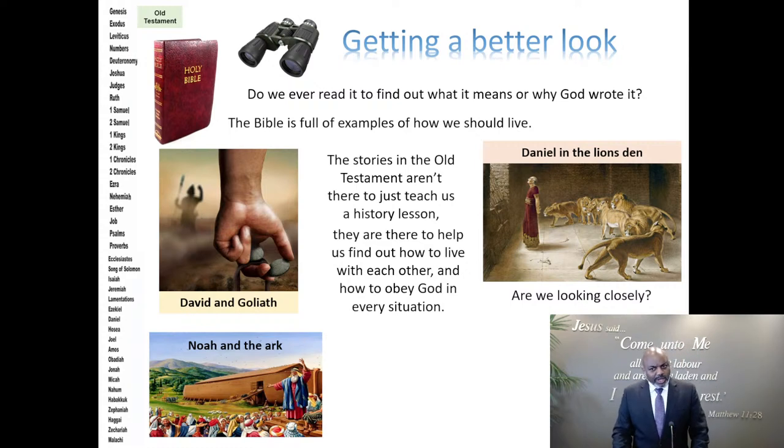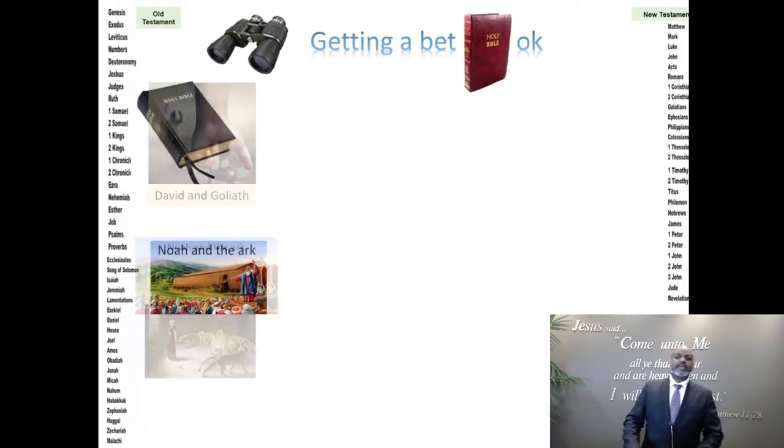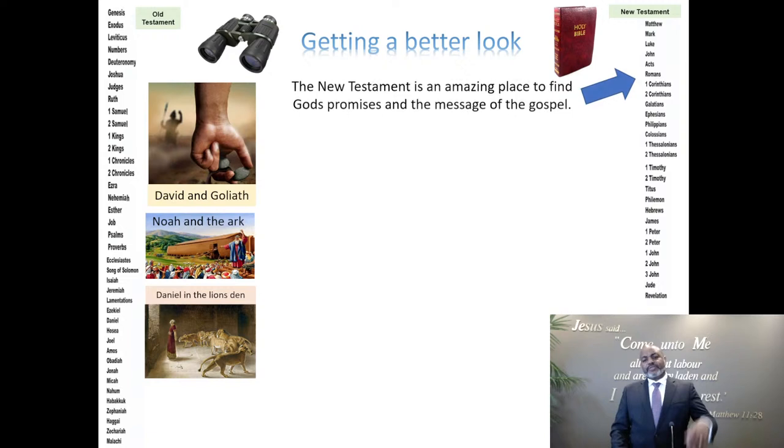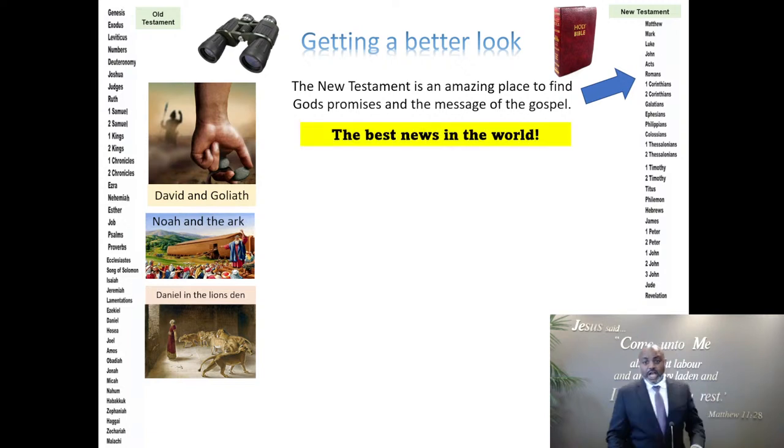But are we looking closely? Are we looking closely at God's Word? Getting a better look. The New Testament is an amazing place in the Bible. The Bible is divided into the Old Testament and the New Testament. The New Testament is an amazing place to find out God's promises and the message of the gospel. Getting a better look. The message of the gospel is the best news in the world.